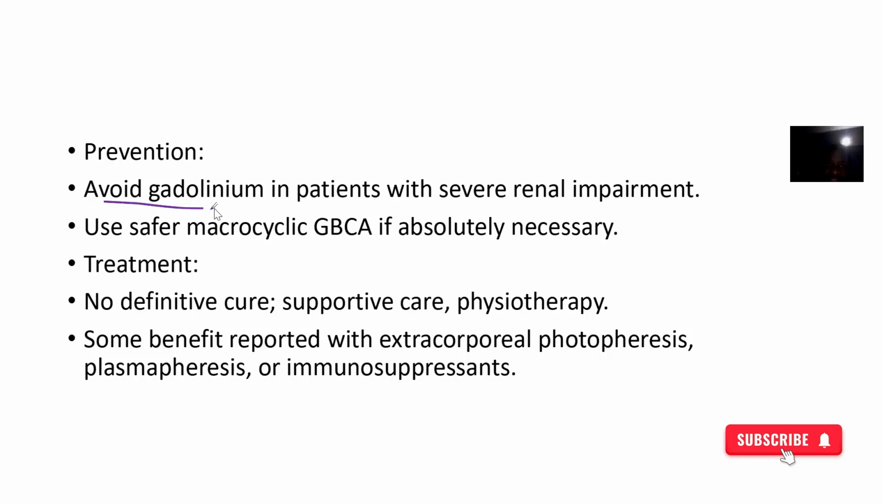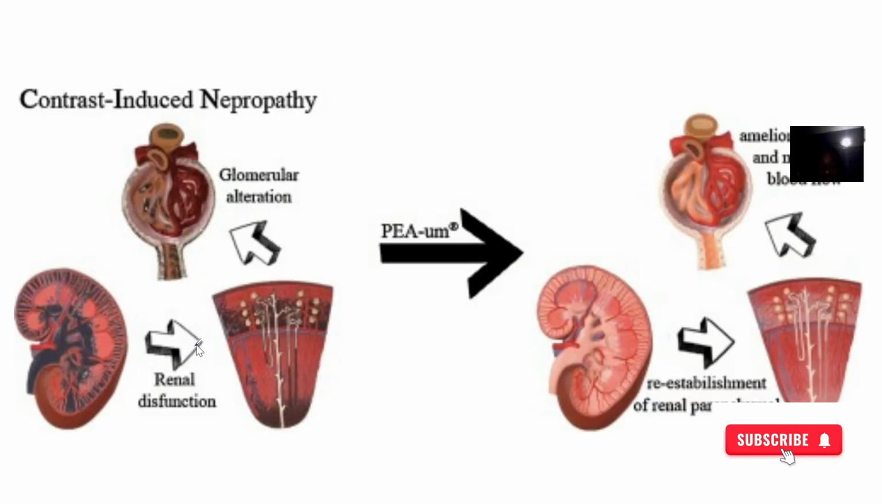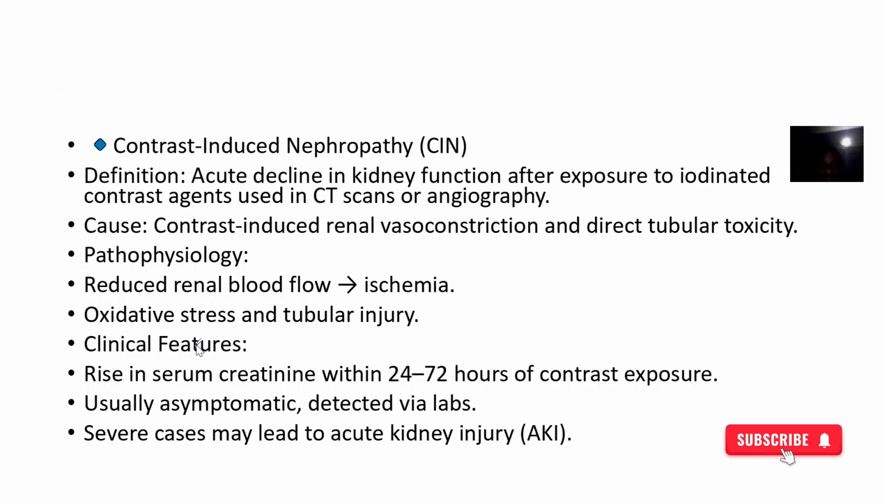Prevention is to avoid using gadolinium in patients whose kidneys already have issues, all right? Then use a safer type of gadolinium known as macrocyclic, okay? Treatment: you just have to stop using the gadolinium, right? Then supportive care and all of that.